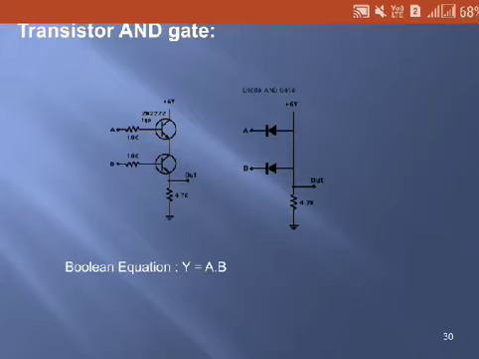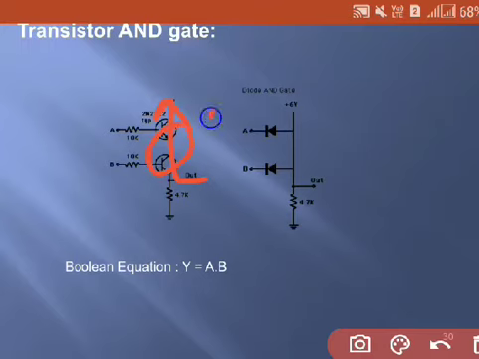And if you observe the transistor OR gate circuit, the two transistors are connected in parallel, whereas in the case of the transistor AND gate circuit, the two transistors are connected in series. So if you want to connect the output to VCC, what is the only condition? Both the transistors have to be turned on, and that is possible only when A and B inputs are 1.